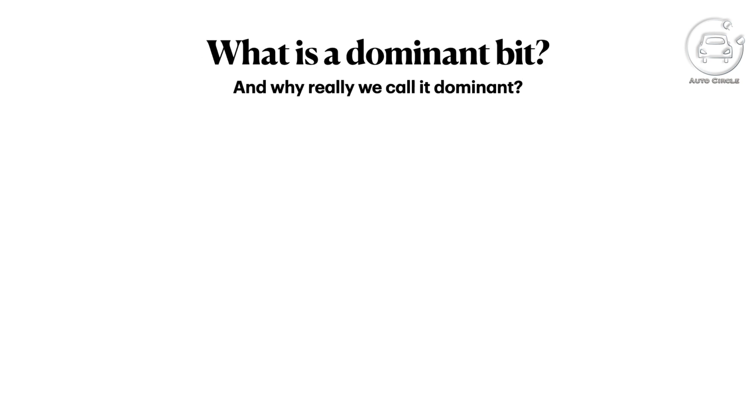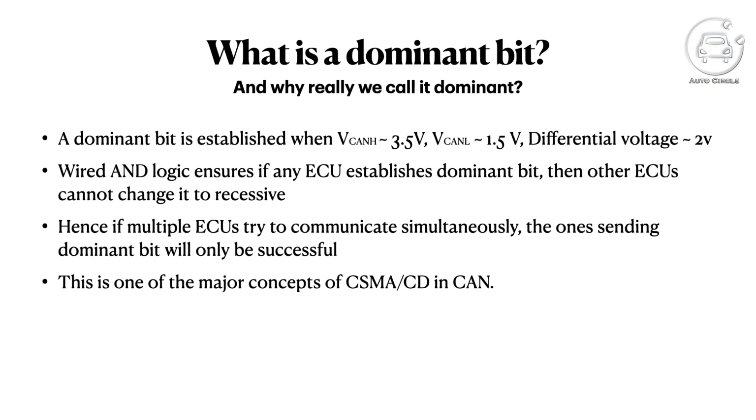Now let's have a look at what a dominant bit is and why we call it dominant. A dominant bit is established when CAN high voltage is 3.5 volts and CAN low voltage is 1.5 volts, and the differential voltage will be roughly 2 volts. CAN is implemented with a wired AND logic. This means that if any of the ECUs establishes the dominant bit, that bit will remain on the bus and no other ECU will be able to change it to recessive.